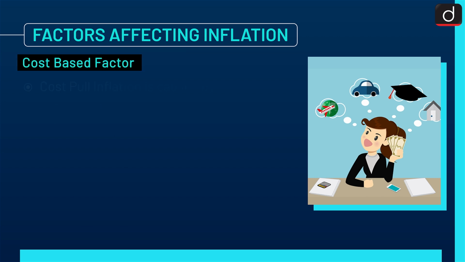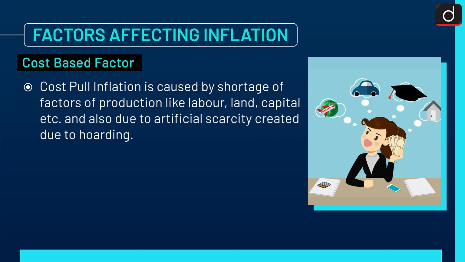Next is cost-based factor. Cost-push inflation is caused by shortage of factors of production like labor, land, capital, etc., and also due to artificial scarcity created due to hoarding.